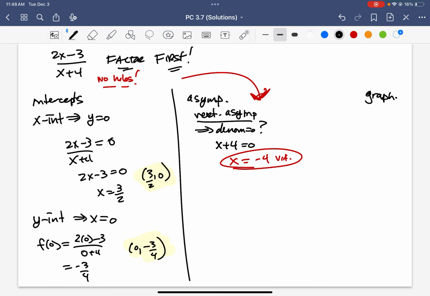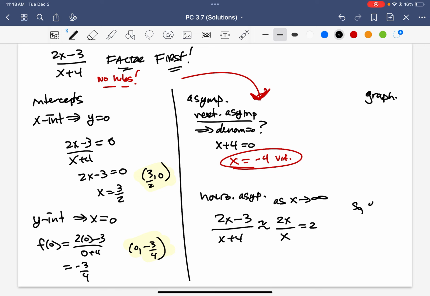Then for a horizontal asymptote, I look at my function, which is 2x minus 3 over x plus 4, and I notice that as x gets really big, 2x dominates on top, x dominates on bottom, and this thing wants to be 2, so y equals 2 is a horizontal asymptote.